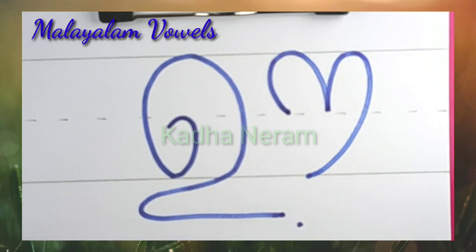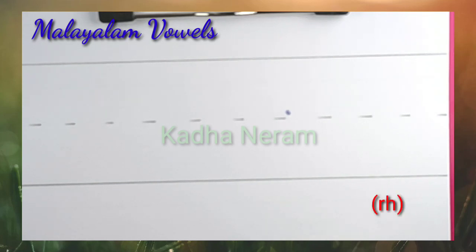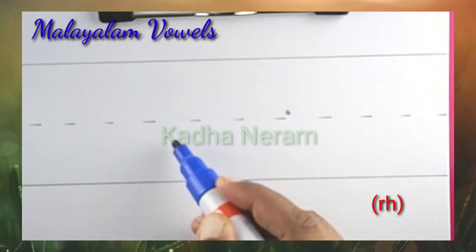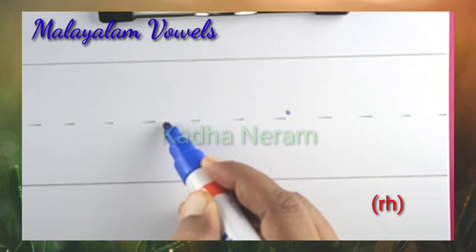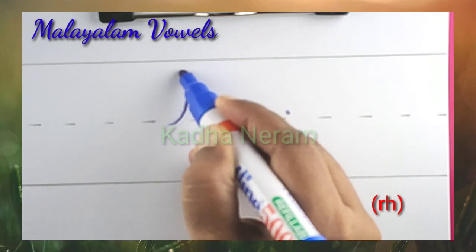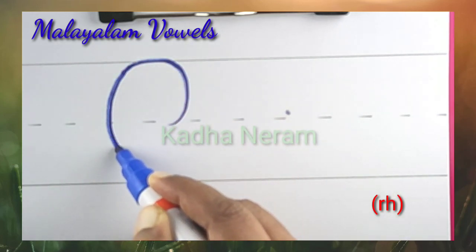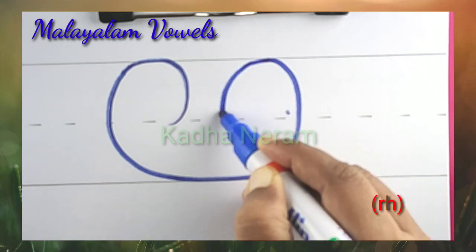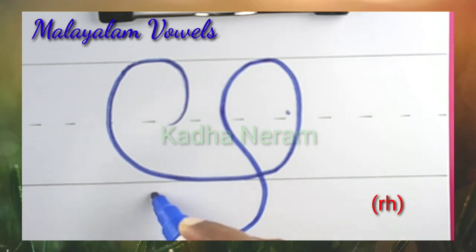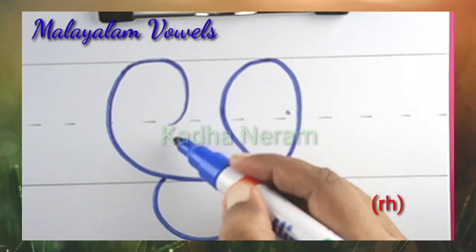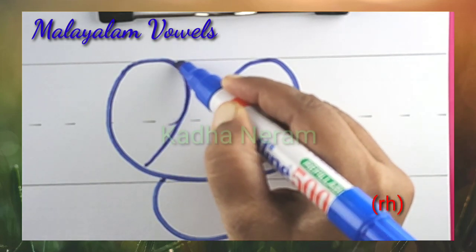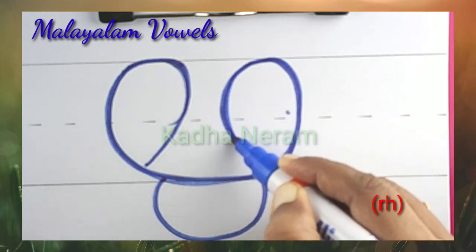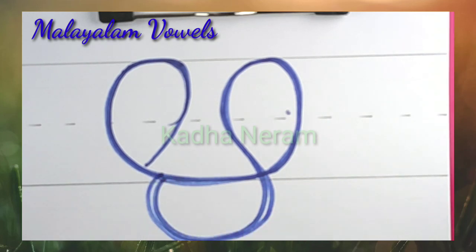Next is R. To write R, we have to make first like this. It starts from here, goes inside again, you come down and turn it like this. You can even start it like this also. Like this, inside and out.